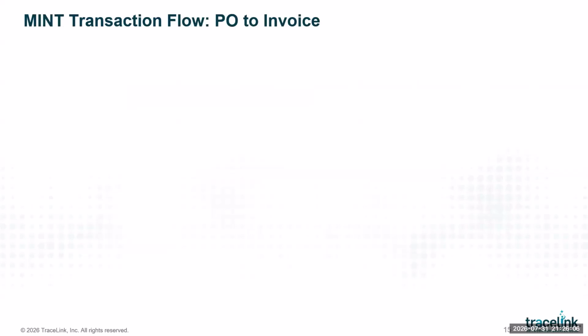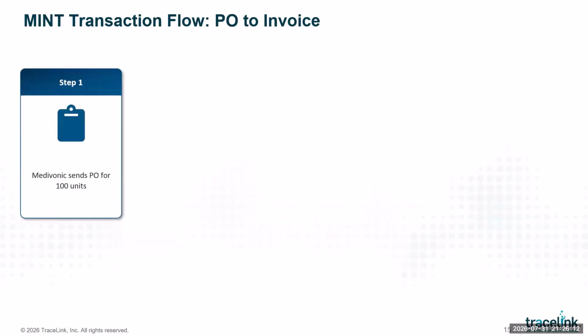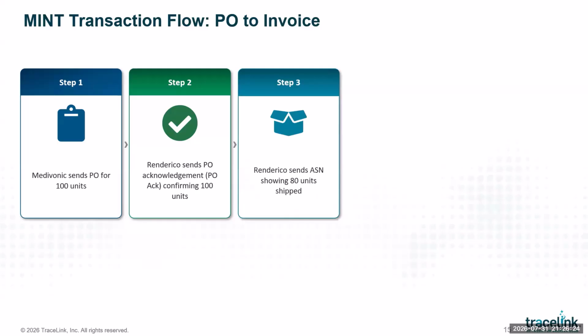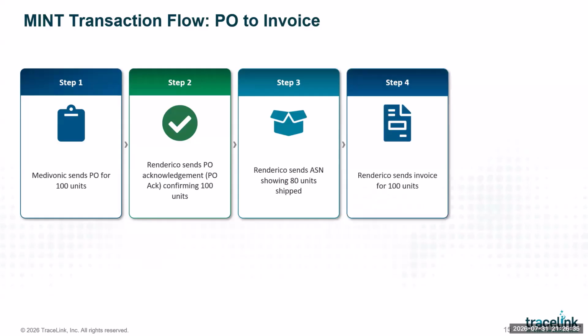Let's walk through the actual sequence of transactions step by step, the way Mint sees them. Step 1. Medivonic sends a purchase order for 100 units. Step 2. Renderico sends back a PO acknowledgement confirming 100 units. So far, everyone agrees on 100. Step 3. Renderico sends the ASN, the advance ship notice, and it shows 80 units shipped. Step 4. Renderico sends the invoice, and the invoice is for 100 units.